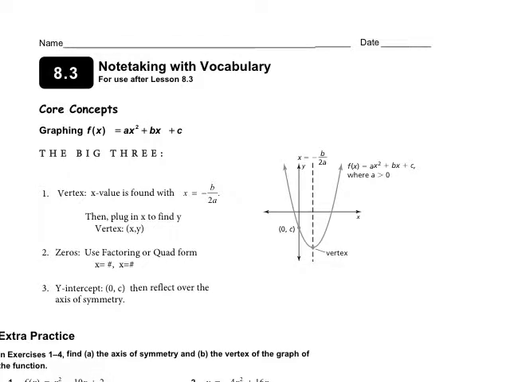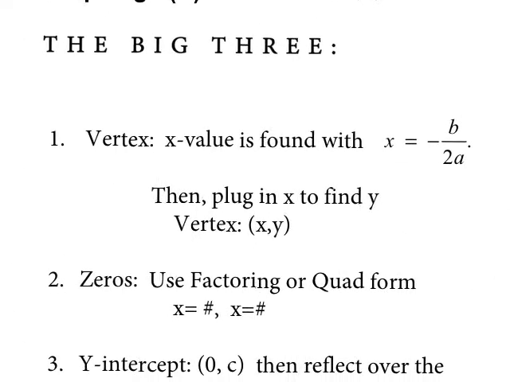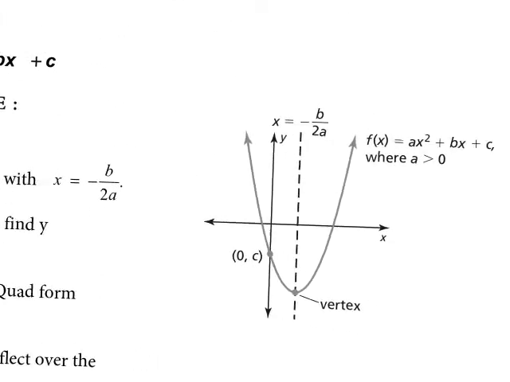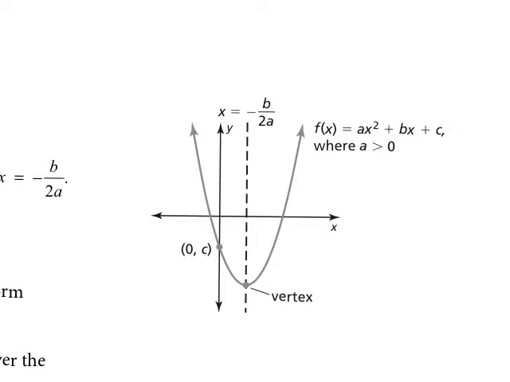All right, so remember the big three. So we already went through each one. Okay, so the vertex, that's where we're at. We're at the vertex and the axis of symmetry. Okay? So thinking about it graphically, what we're currently trying to find is this dashed line and this point that lies on the dashed line. Okay, so those are the two things that we're trying to find right now.